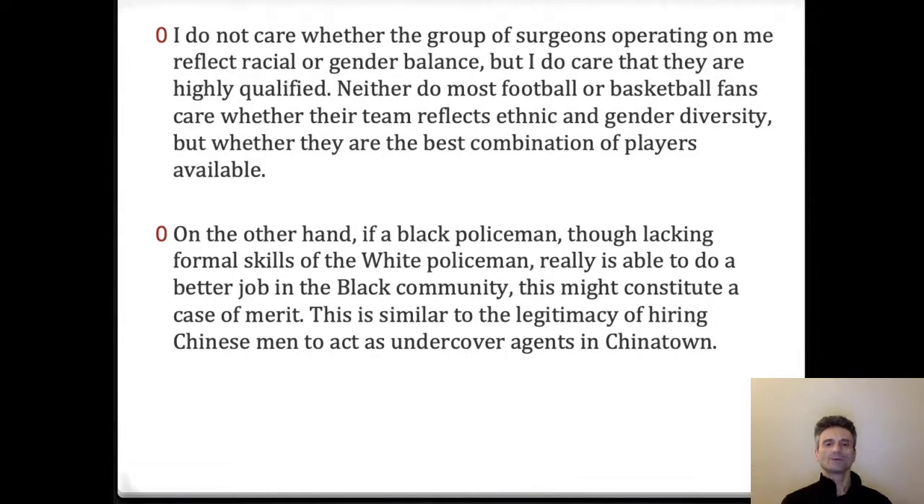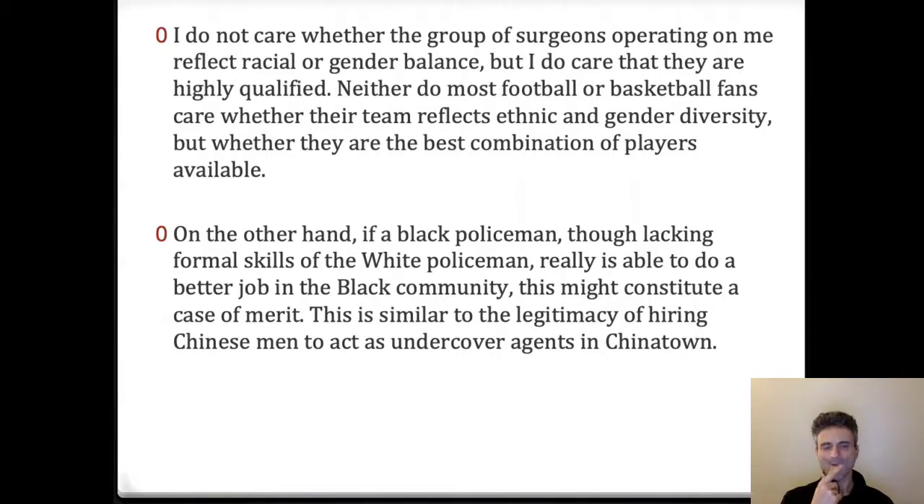Imagine that you are under the tools of a group of surgeons. What do you care if there's diversity there? You don't care about that. You care that they are the best surgeons around. What are you going to do? Get up and say, no, I'm sorry, the appendix stays there for now until I find a diverse group of surgeons. That's absurd.